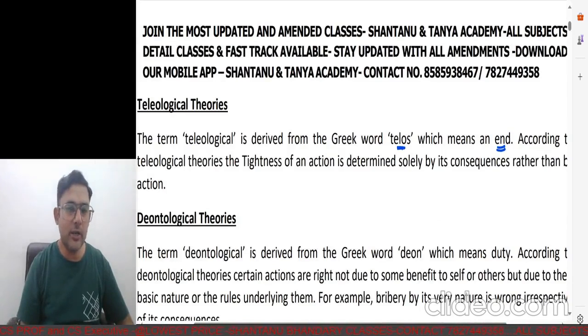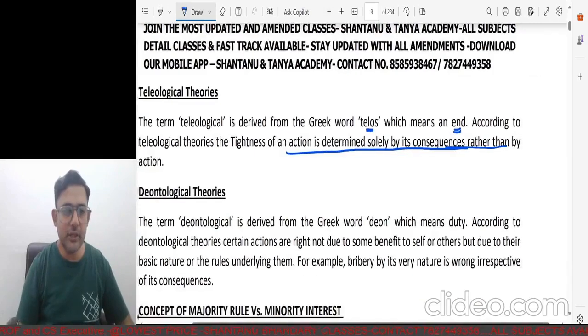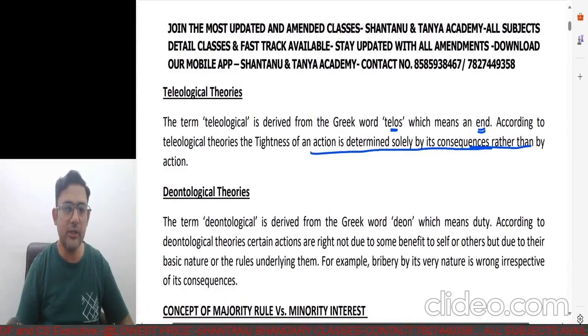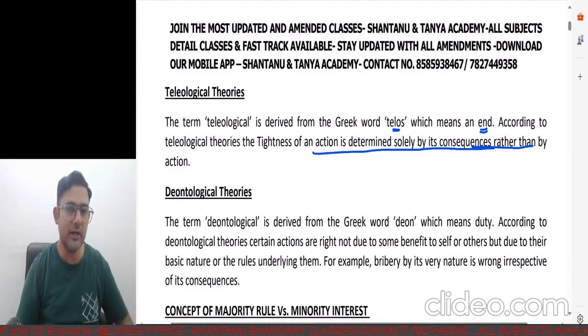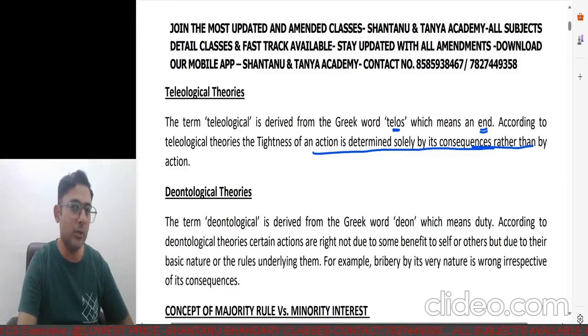According to the teleological theories, the rightness of the action is determined solely by the consequences rather than by the action. In the end of the day, all we want here is to make sure that things actually get done right. What if you are too hard on people? For example, in your personal or professional life, if you are too hard on your friends, there will be a time when nobody will talk to you.